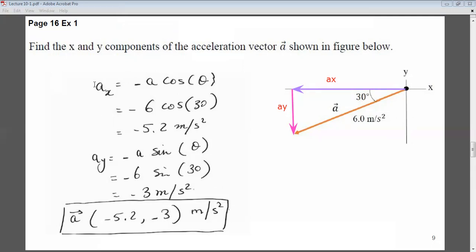Okay, so you can just memorize it. For any vector F, Fx is F cosine theta. For any vector, Fy is F sine theta. And you just have to pay attention to if it's going along the x-axis, it's positive, opposite direction negative, positive y-axis positive, opposite negative.